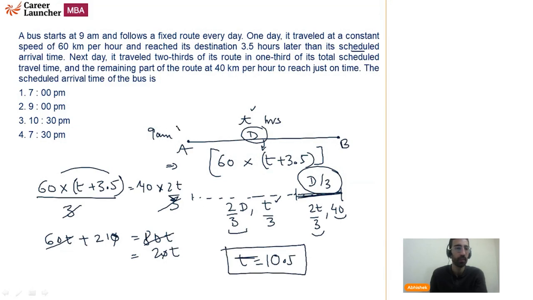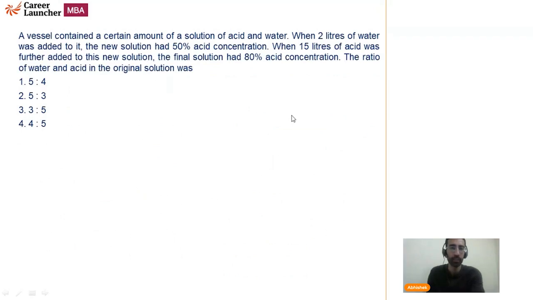So if the bus starts every day at 9 a.m., 10 and a half hours later, 10 hours is 7, 10.5 means it will reach its destination usually by 7:30 p.m. That's your answer. I hope this is clear. Let's move on. Question number 6 says, a vessel contained a certain amount of solution of acid and water.